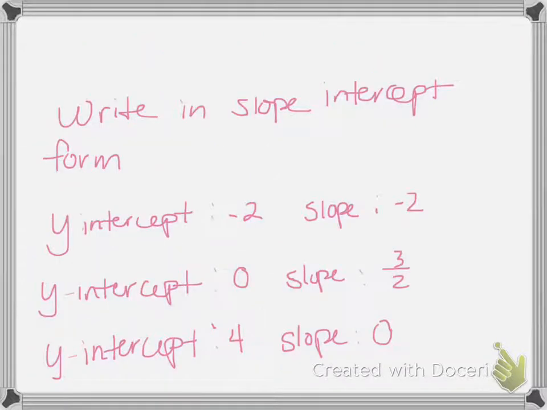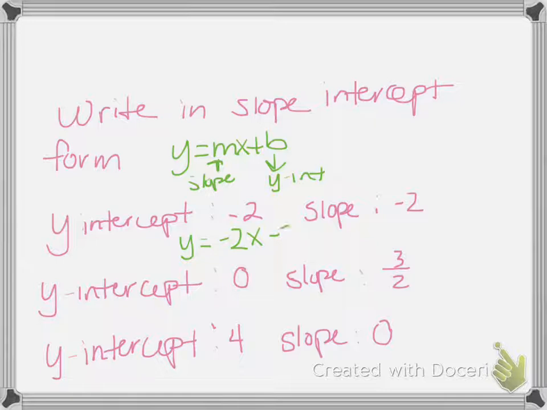Okay, write in slope-intercept form if I'm giving you the slope and the y-intercept. So we still have y equals mx plus b, m being my slope and b being my y-intercept. If I'm rewriting this, I'm going to get y equals my slope, so -2x, and then my y-intercept. So this one's y equals 3 over 2x, because the slope goes before the x, plus 0. And this last one is y equals 0x plus 4, which is the same thing as y equals 4.